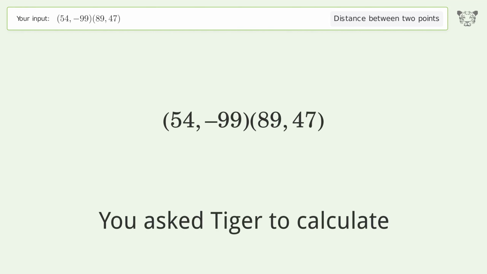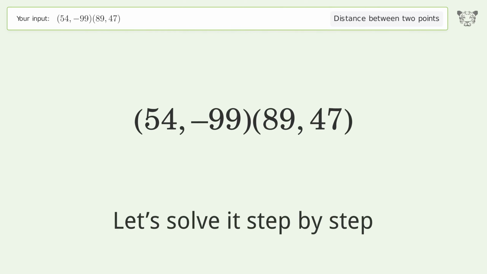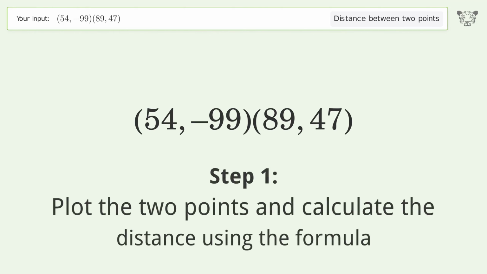You ask Tiger to calculate. This deals with the distance between 2 points. The distance between the 2 points is the square root of 22,541, or 150.137. Let's solve it step by step. Plot the 2 points and calculate the distance using the formula.